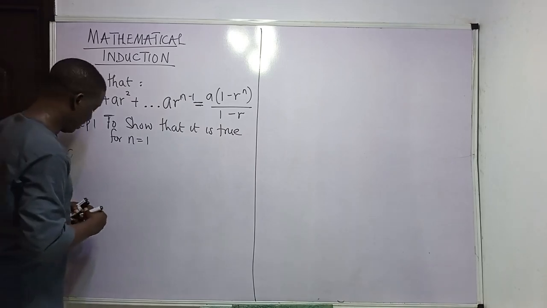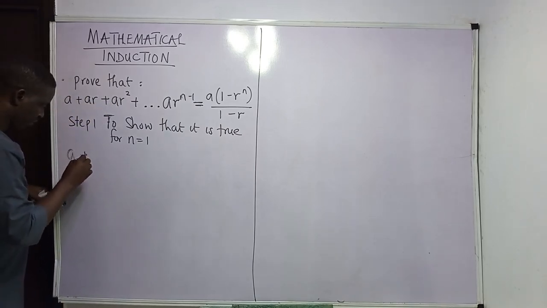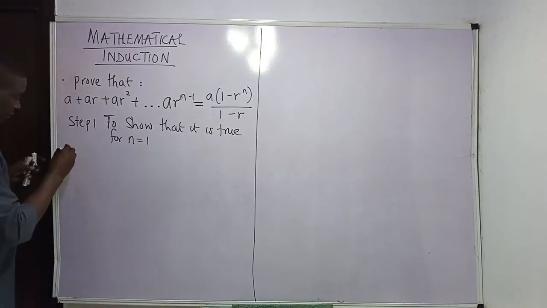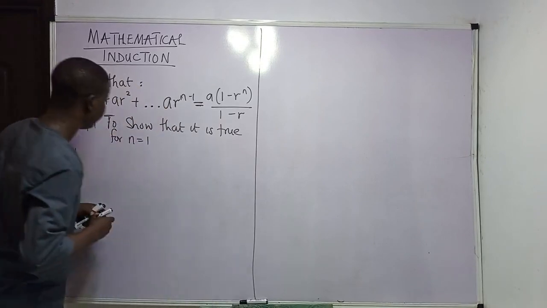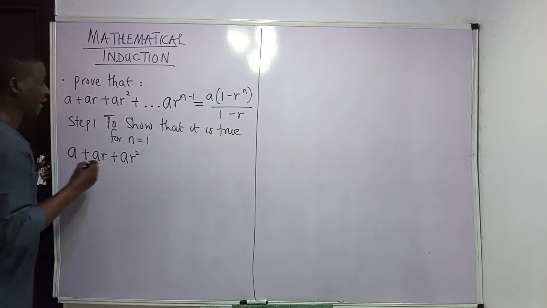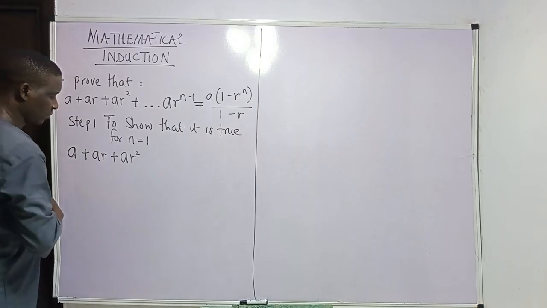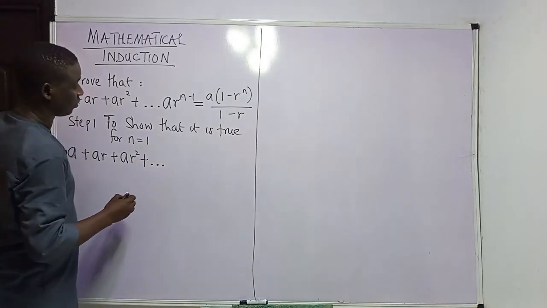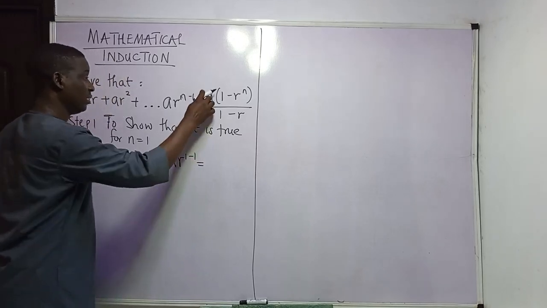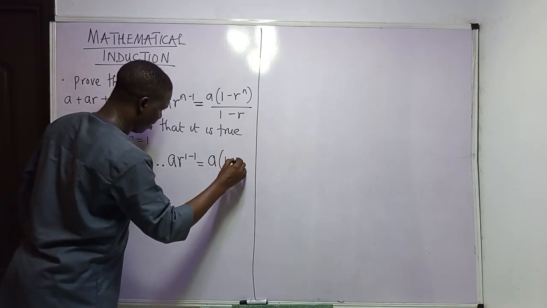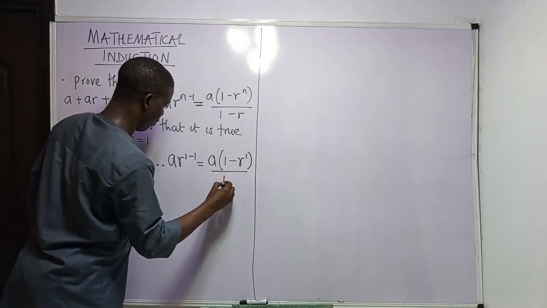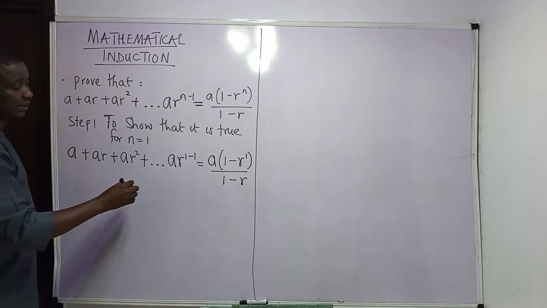a plus ar plus ar squared plus ... ar^(1-1) equal to a into bracket 1 minus r raised to 1, divided by 1 minus r.